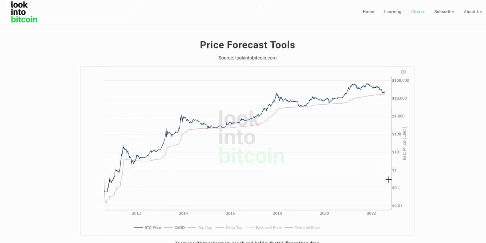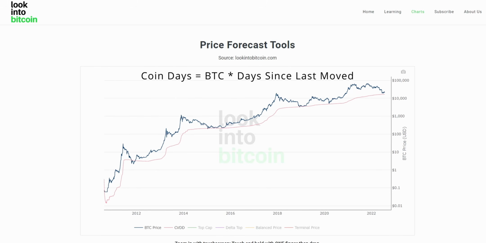So to begin with, we just look at this red line, the CVDD, which actually stands for Cumulative Value Coin Days Destroyed, which is a little bit of a mouthful, I'm aware. But what it is trying to do is calculate the amount of Bitcoin that is leaving older wallets. So to really understand this metric, we need to know how coin days are actually calculated.